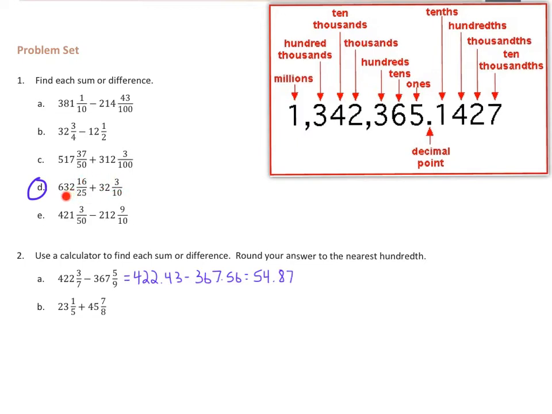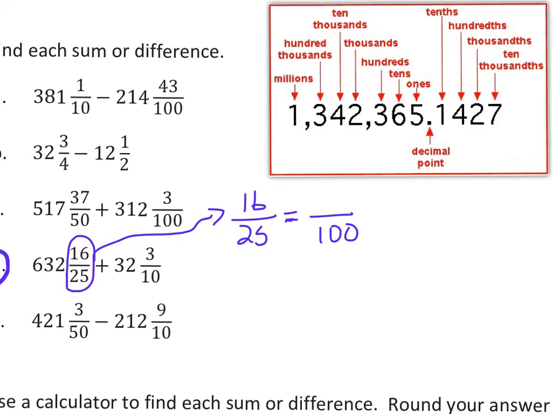So let's change 632 and 16/25 to 632 and a certain number of hundredths because we want 25 to go up to hundredths. And as always, to find equivalent fractions, we multiply the numerator and the denominator. We could also divide, but in this case we're multiplying both of them by the same factor, which is times 4, and therefore times 4. That's going to give me 64 hundredths.